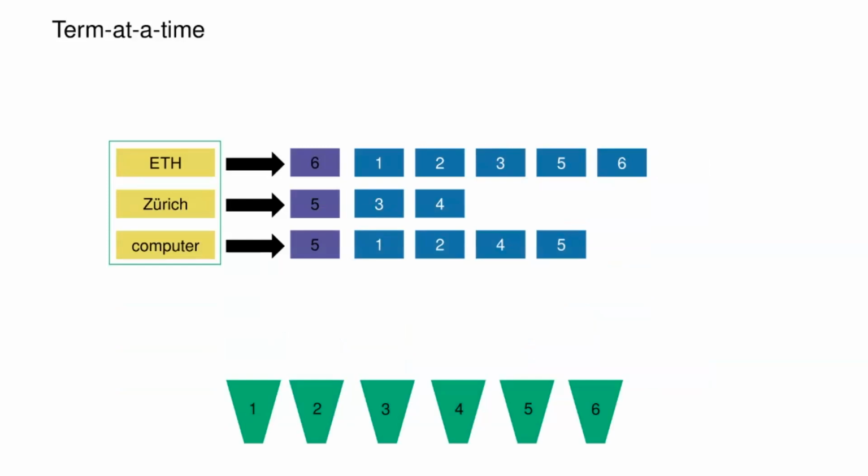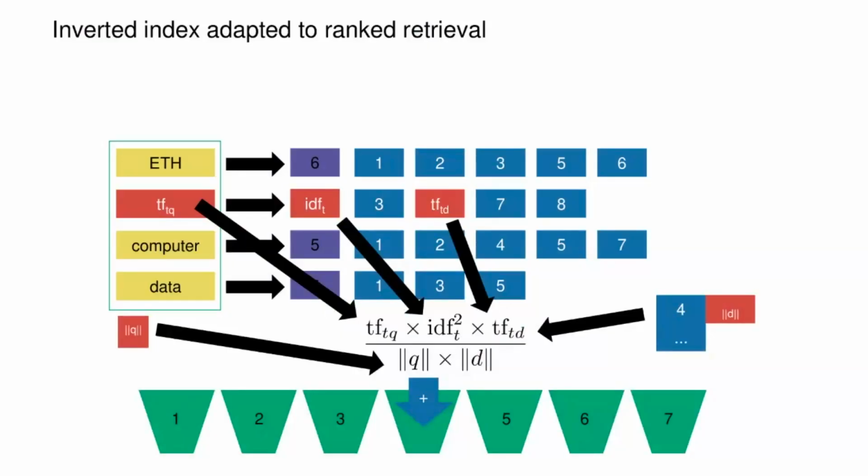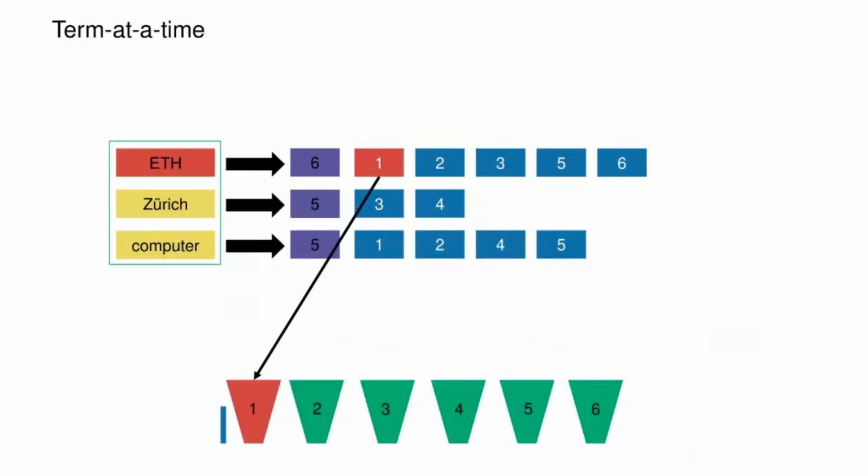So here's my animation for you. Term at a time means we start with ETH, and then we compute the TF-IDFs for document 1 and ETH, right? I get some number, it's just this basically, just for document 1 and ETH, and I add it to my bucket 1. So it used to be 0, and now I added something.